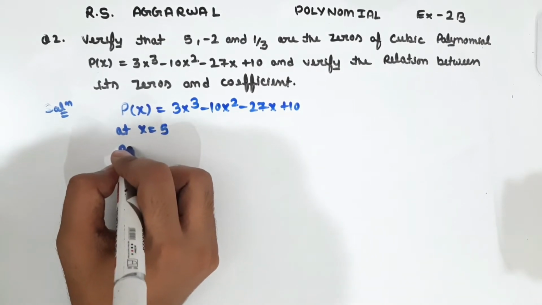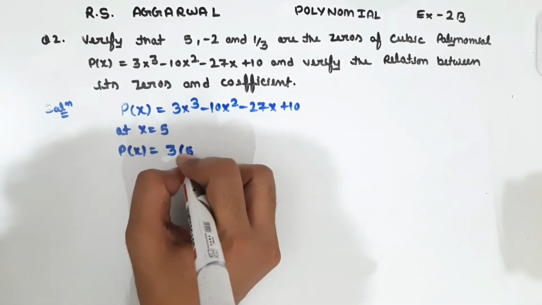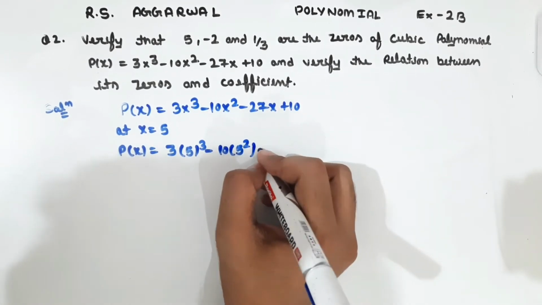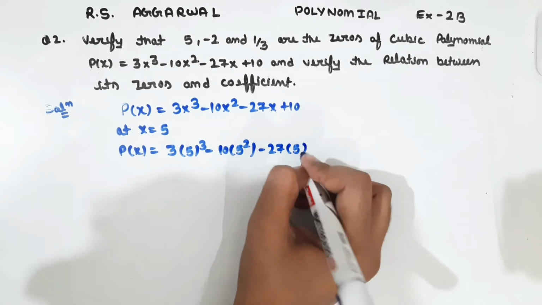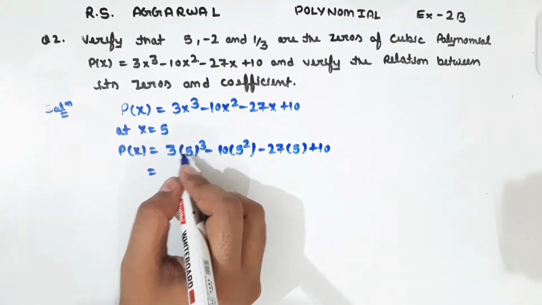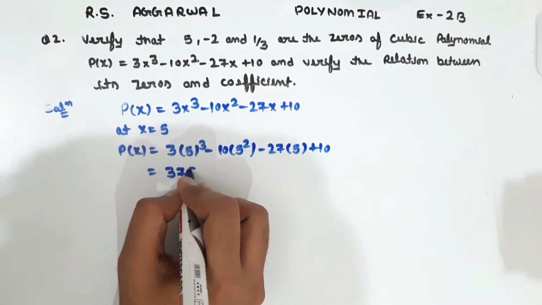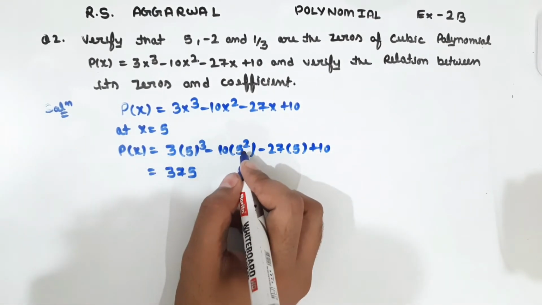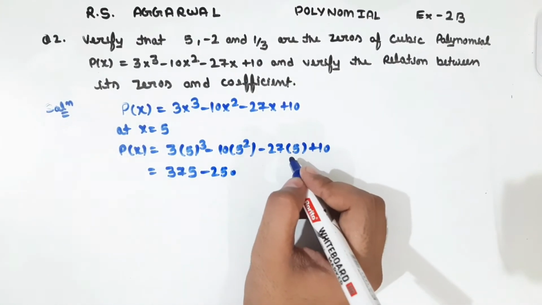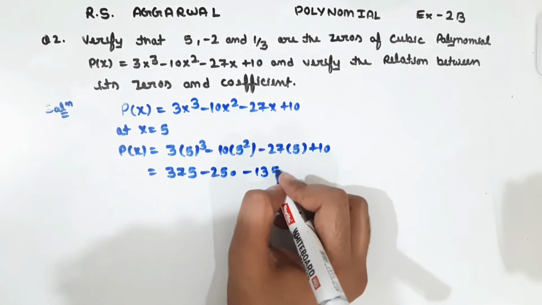Our polynomial P(x) will be equal to 3 into 5 cube minus 10 into 5 square minus 27 into 5 plus 10. So 5 cube is 125 and 125 into 3 will be equal to 375. Now 5 square is 25 and 25 into 10 will be minus 250, and 27 into 5 will be equal to minus 135, plus 10.